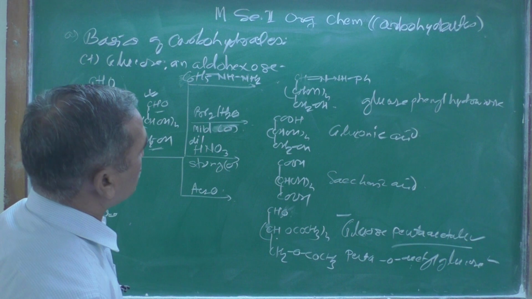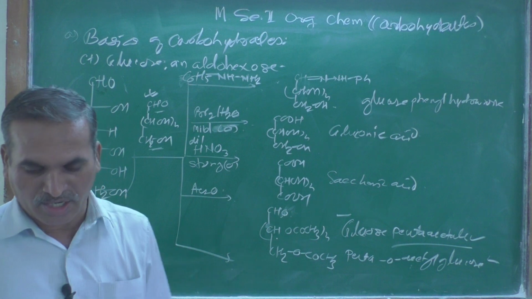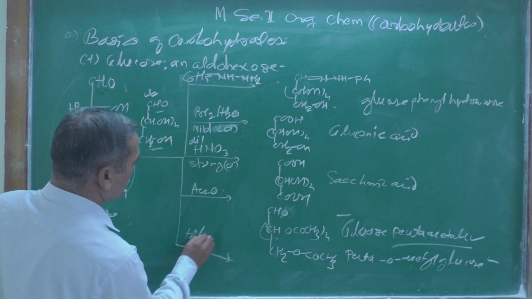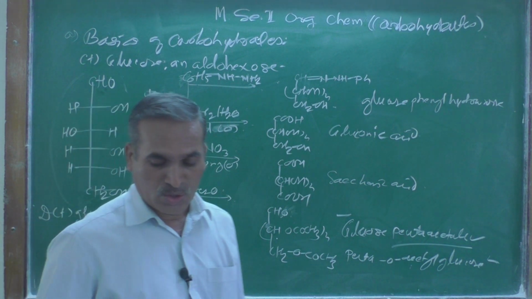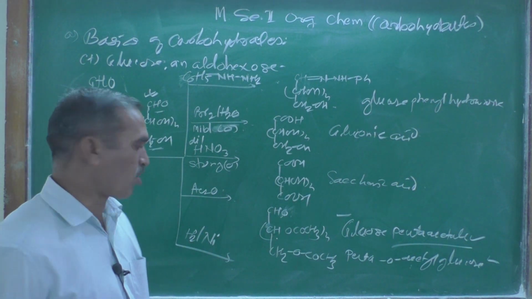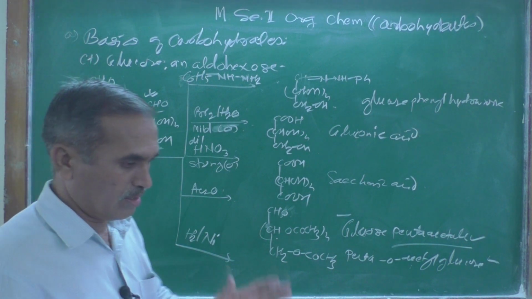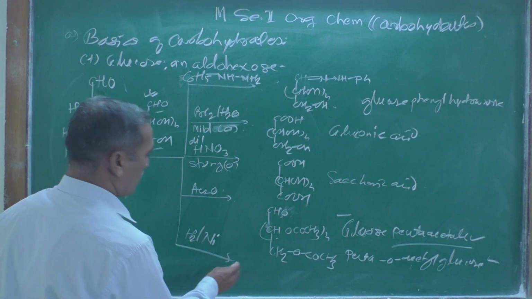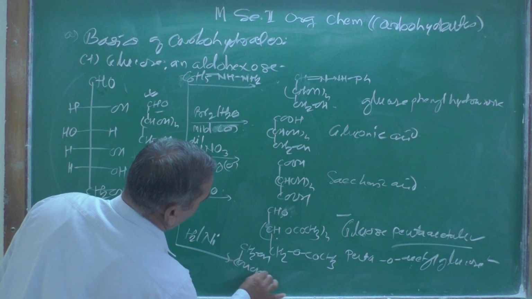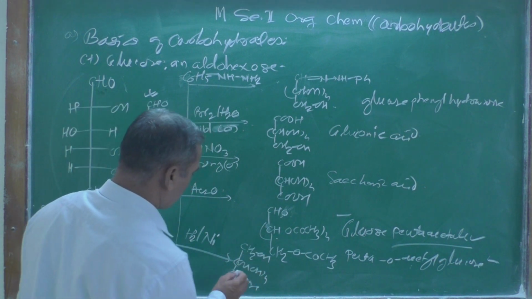Now let's move on to the next reaction. Suppose this is treated with H2 in presence of Raney nickel. What does it give? Here we get glucitol, or sorbitol. Look at it: there is one aldehyde group present, and that aldehyde group is going to convert into CH2OH, then CHOH four times, and then CH2OH, right? And this is called sorbitol.